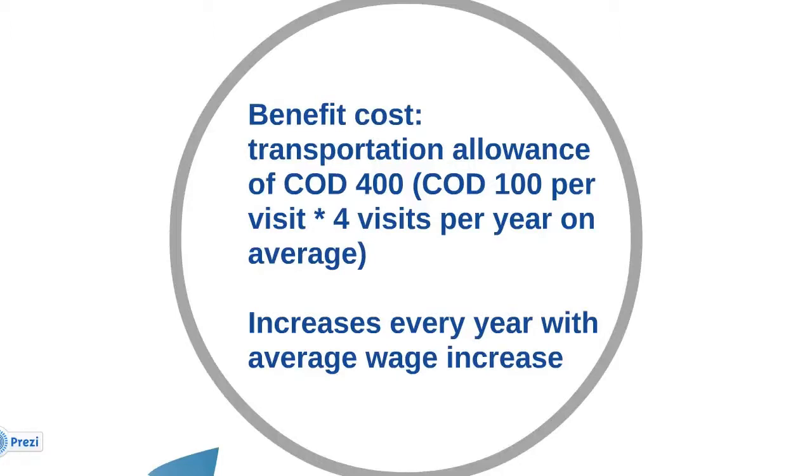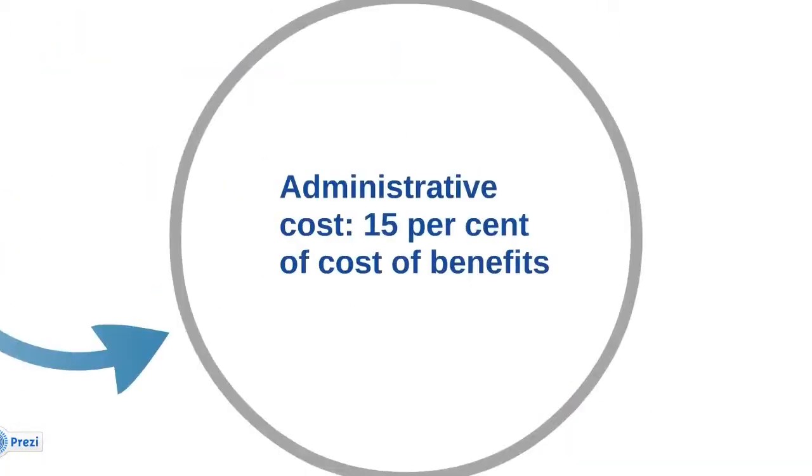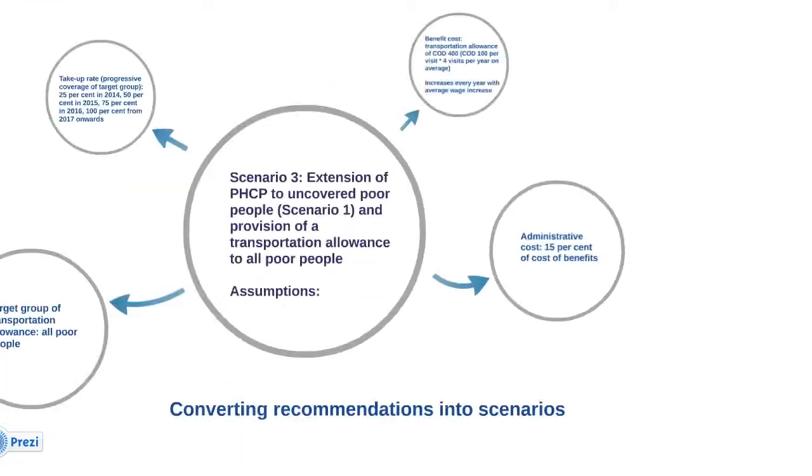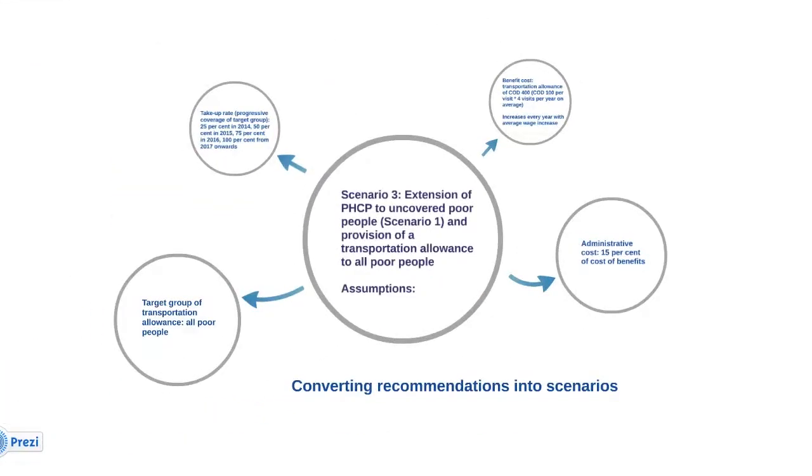This is assumed to increase every year with average wage increase, because the largest component of healthcare costs is made up of wages for doctors, medical staff, and manpower costs. Thus, the cost of providing healthcare services is indexed on average wage increase in the country. The administrative cost is assumed as 15% of the cost of benefits, which is similar to that for targeted schemes in the country. Now, let's take a look at low and high scenarios.